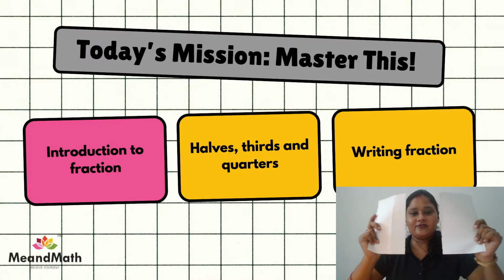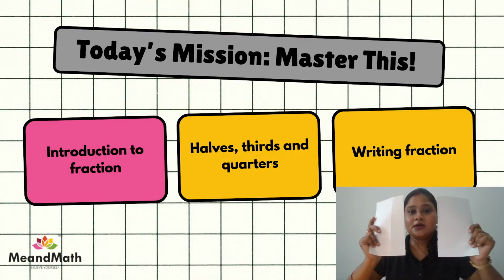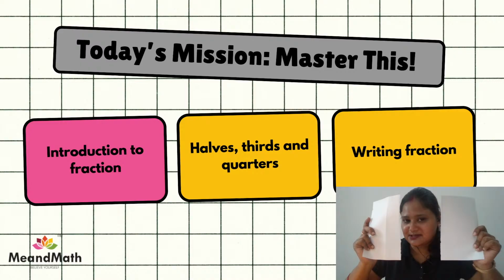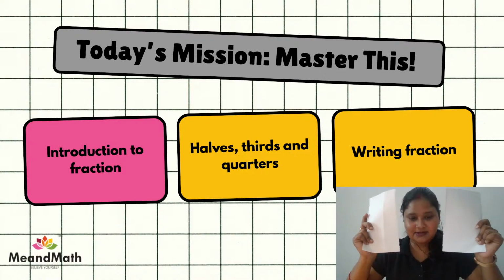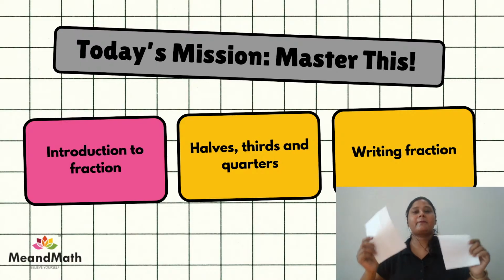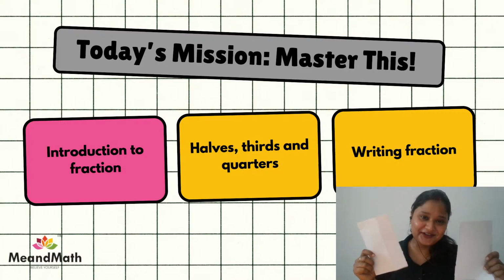So now, I have the whole paper divided into equal parts. How many equal parts? 2 equal parts, 3 equal parts, 4 equal parts. How many equal parts? 2, 3 or 4? Come on, come on. Very good. 2 equal parts.